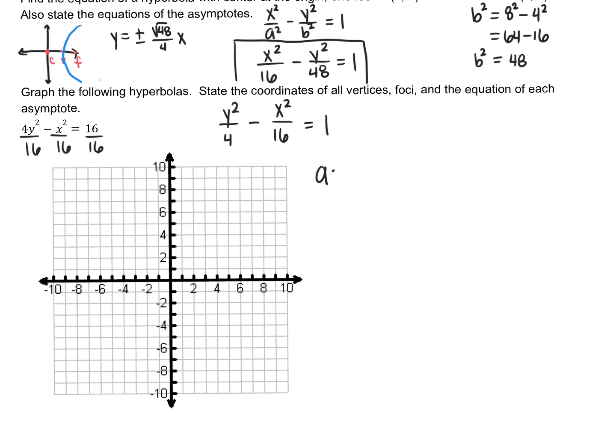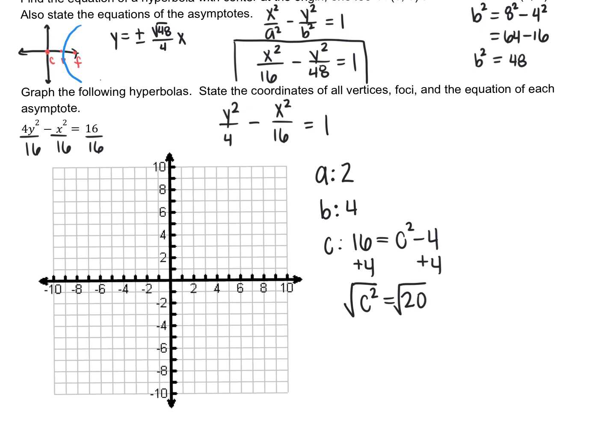A is going to be 2, b is going to be 4, because a squared is always with the first and b squared is always second. For c, we're going to use the fact that b squared, 16, equals c squared minus a squared, so minus 4. Add 4 to both sides, we get c squared is 20. We then take the square root, and c is 4.47.